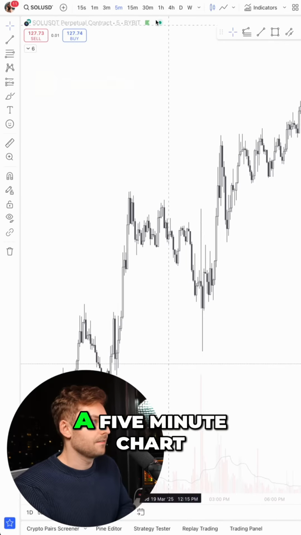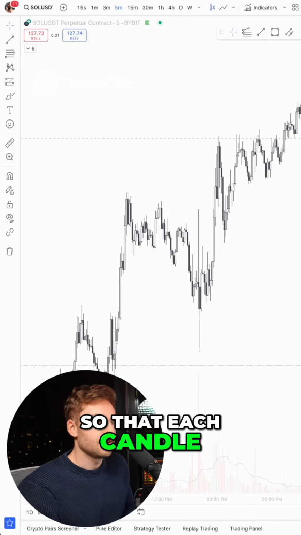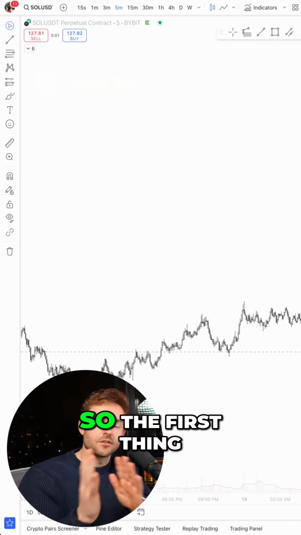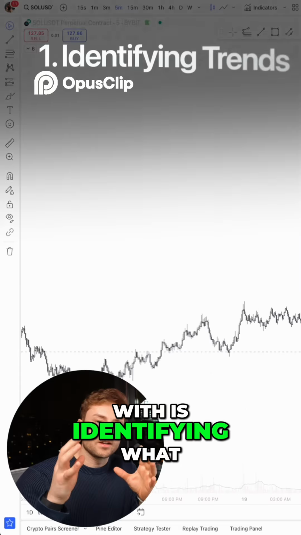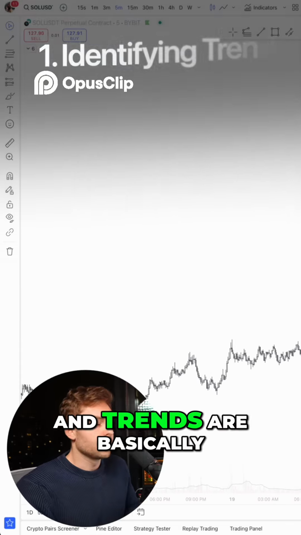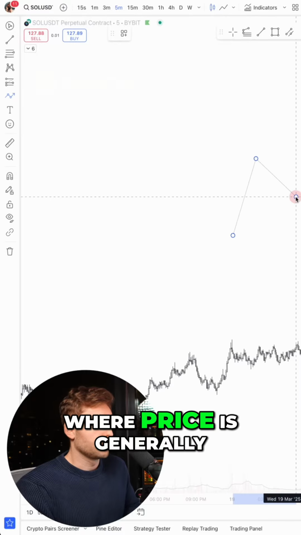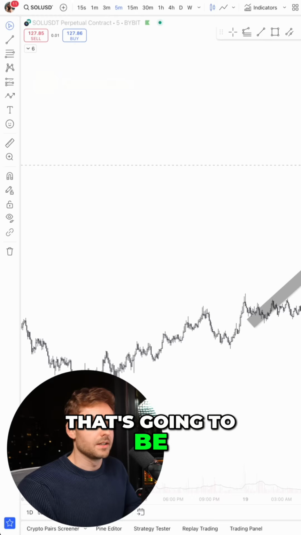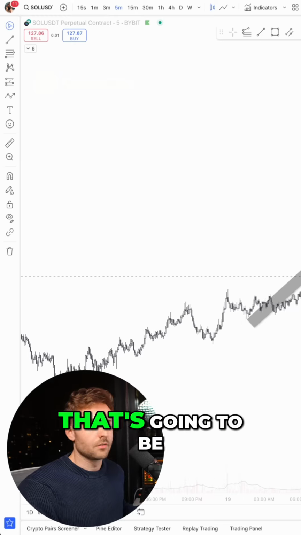Okay, so let's pull up a 5-minute chart so that each candle is 5 minutes worth of price data. And let's start taking a look at how I would read this chart. Okay, so the first thing that I'm always starting with is identifying what are called trends on charts. And trends are basically areas in the market where price is generally moving in a specific direction. So if it's generally moving up, that's going to be an uptrend. And if it's generally moving down, that's going to be a downtrend.